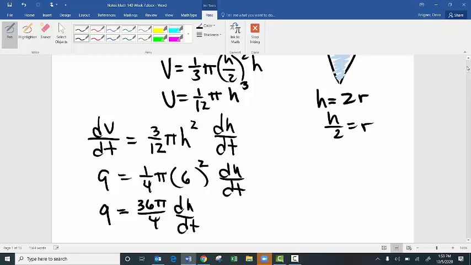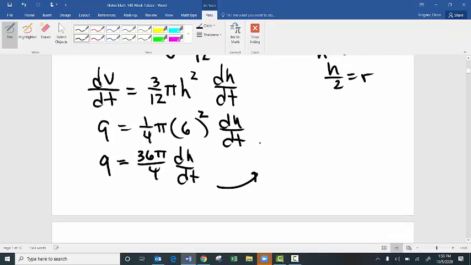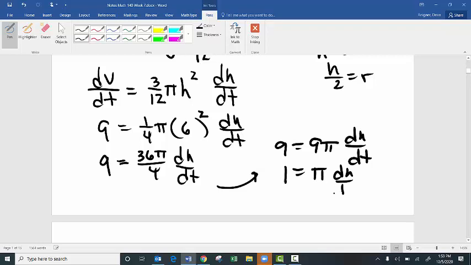All right. So then a lot of these you really don't need a calculator for. So 9 equals 9 pi, and then dh dt. 9's cancel, and then dh dt. So dh dt is 1 over pi. So this is the rate that the height is changing. So pi is about 3. So this is about 1/3.